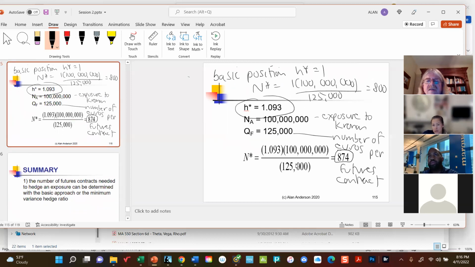So let's say that I'm committed to buying 100 million Swedish kroner. Each contract on the euro, which I'm using to hedge the kroner, is for 125,000 euros. The optimal ratio is 1.093. So I plug all these in. It turns out that the optimum strategy is for me to buy 874 euro contracts to hedge my exposure to 100 million Swedish kroner.